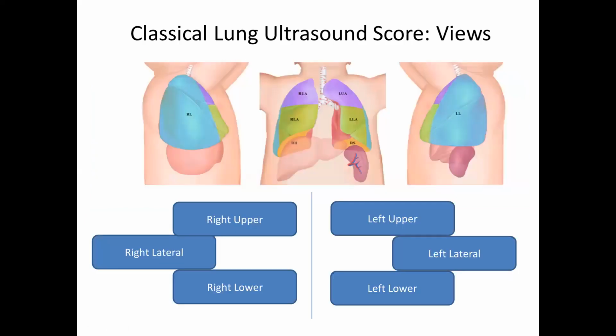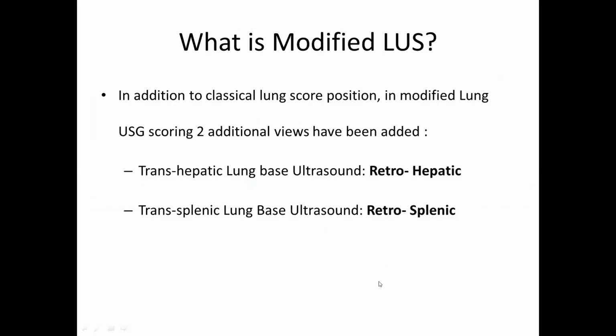And these are the regions studied in the classical lung ultrasound score: right upper, lateral, lower, and left upper, lateral, lower, the 6 region approach. In the modified lung ultrasound score, they used 2 additional views. One is a transhepatic lung base ultrasound, and the second is a transsplenic lung base ultrasound, which is called the retrohepatic and retrosplenic view.